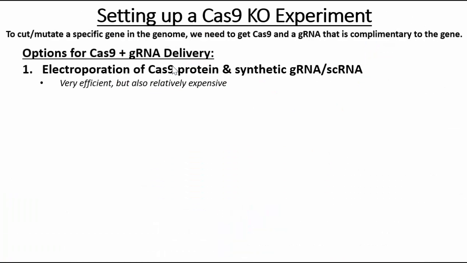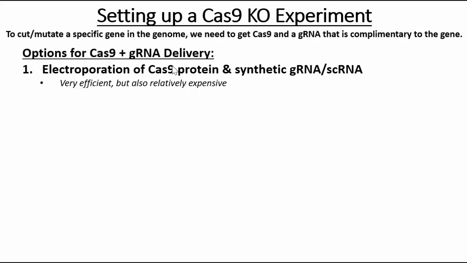Now, what do we need to actually set up one of these experiments? Well, there's actually 2 different ways you can go about this. First of all, you can get the Cas9 protein itself. You can actually buy it online. You can also get synthetic guide RNA, scaffold RNA molecules as well. And then you can just put those directly into the cell with a method something like electroporation. So there you're going to shock the cells, and that brief shock will actually create pores through which you can put your protein and the RNA.